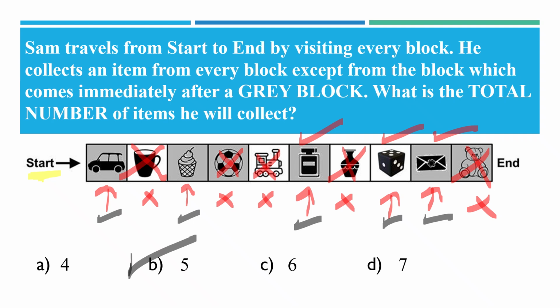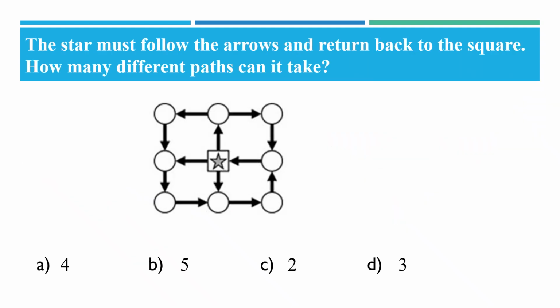Moving on to the next question. The star must follow the arrows and return back to the square. How many different paths can it take? Great. Let's trace. The star is here. It has to start and come back to the same place. In that case, first I go down, take one right, then up, then left.